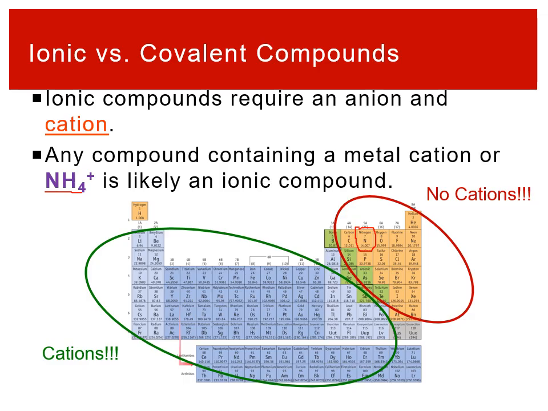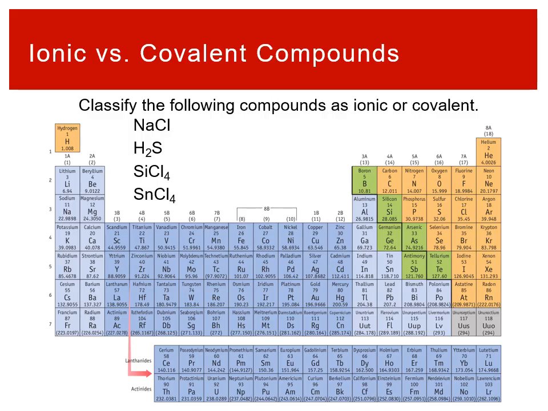All right, so let's look at some examples of classifying these compounds as ionic or covalent. So NaCl, H2S, SiCl4, and SnCl4. When we're looking at determining whether or not a compound is ionic or covalent, we really want to start with what is the first atom in the compound and where is it on the periodic table.